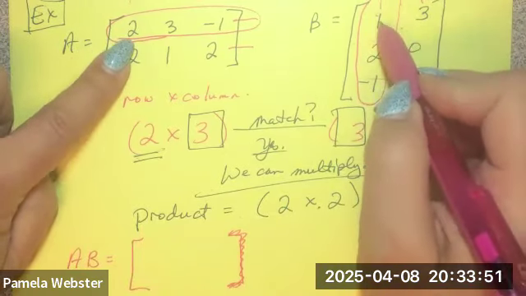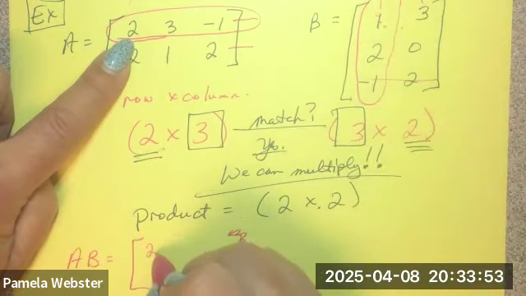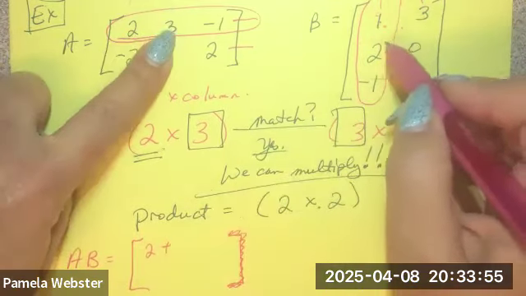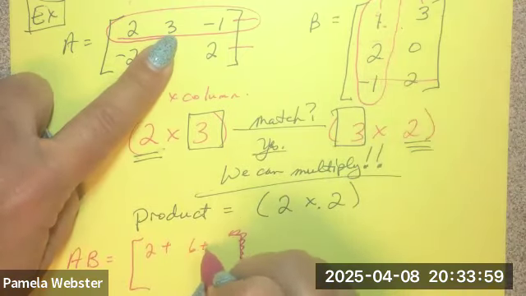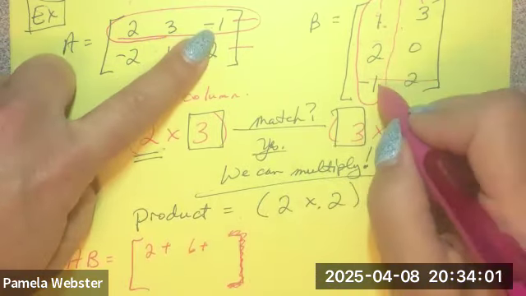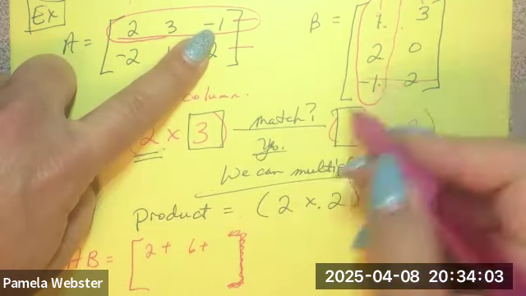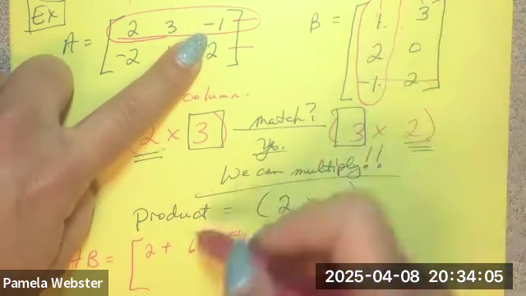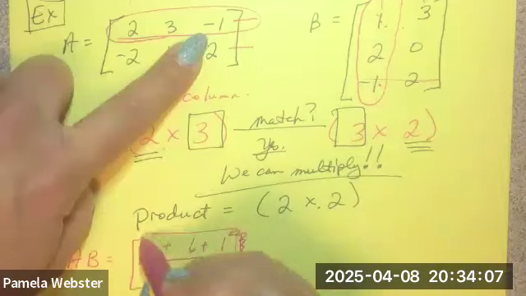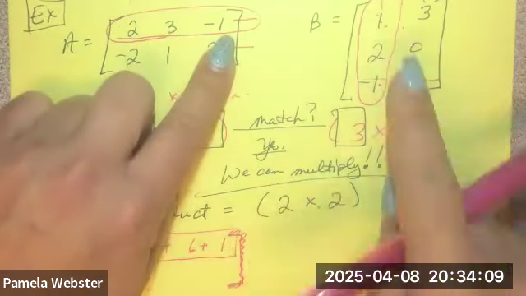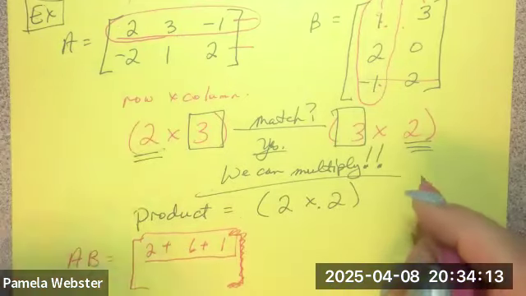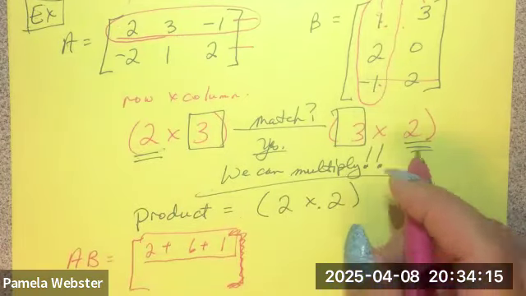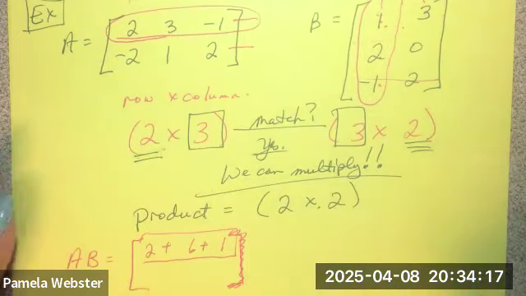The first guy times the first guy. Well, that's a 2. Plus the second guy times the second guy. 3 times 2 is a 6. Plus the third guy times the third guy. -1 times a -1 is a 1. And all of that goes in the first row, first column. So it's in that first position. Okay. Then what? So you get a feel for it once you start multiplying and adding.